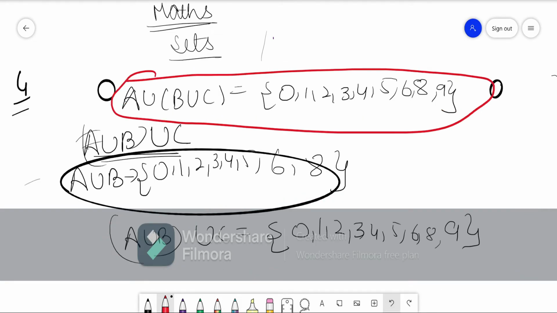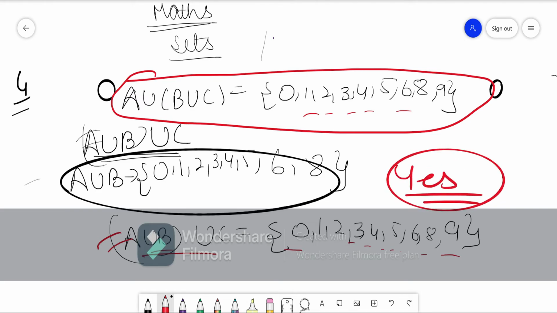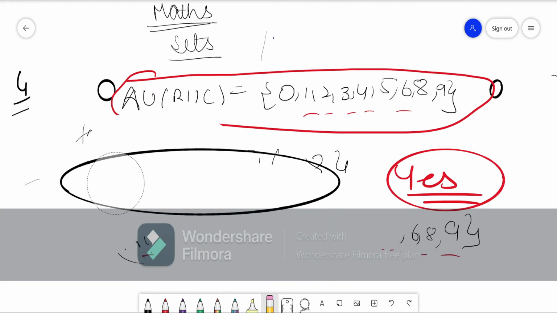Right. So if you all see, A union B union C is 0, 1, 2, 3, 4, 5, 6, 8, 9, and A union B union C is 0, 1, 2, same. So yes, it is associative, right? This is correct, right?